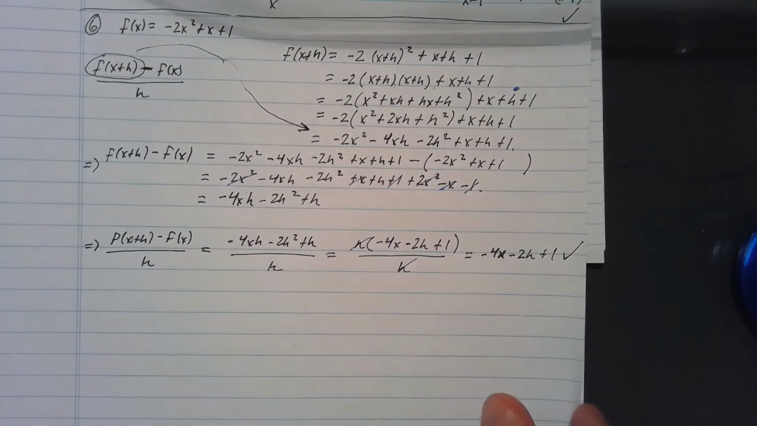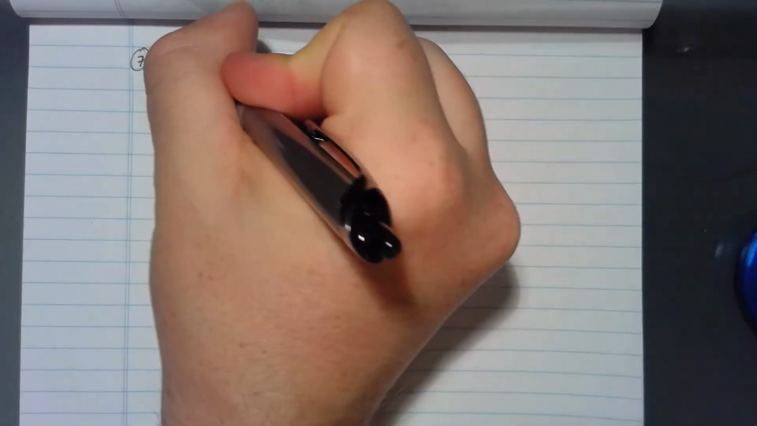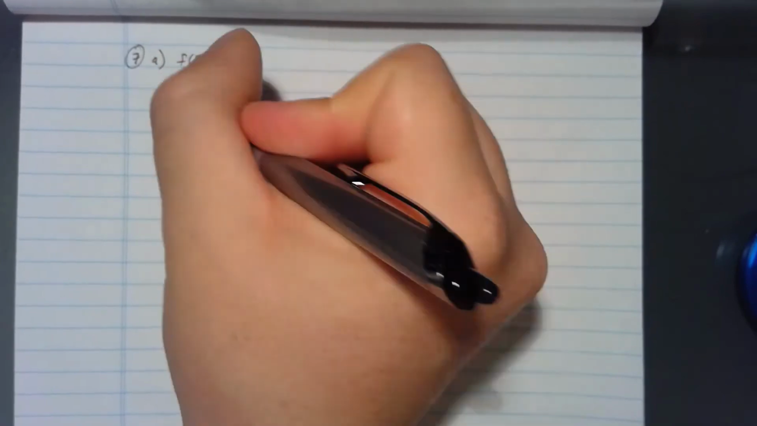Okay, number 7. So number 7 involves using the graph on your sheet. You have the graph on the piece of paper. I'm just going to answer the questions here. So letter A says I want to find what are f of 2, f of negative 2, and f of 4.